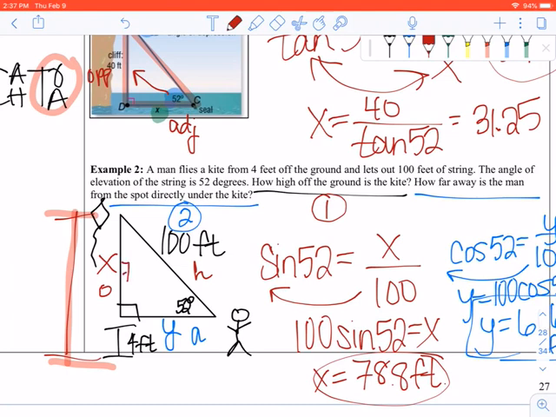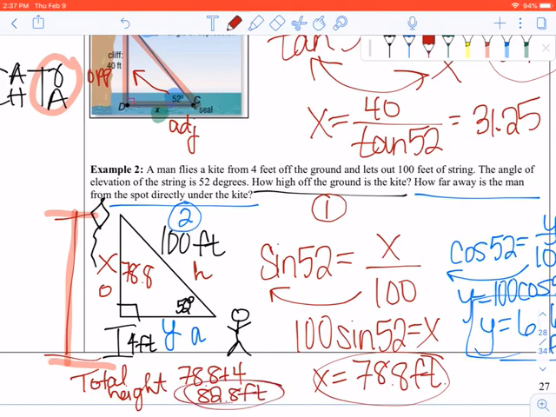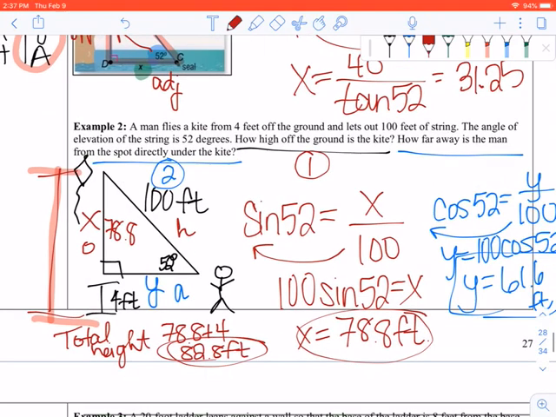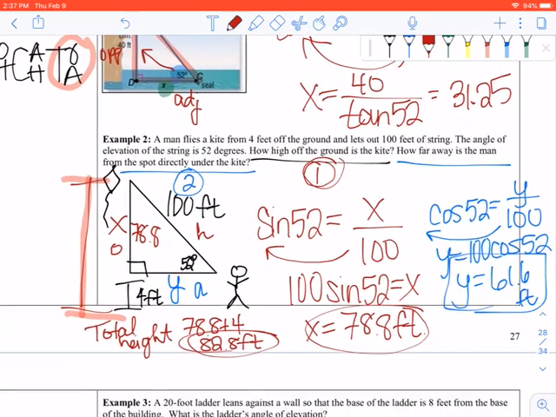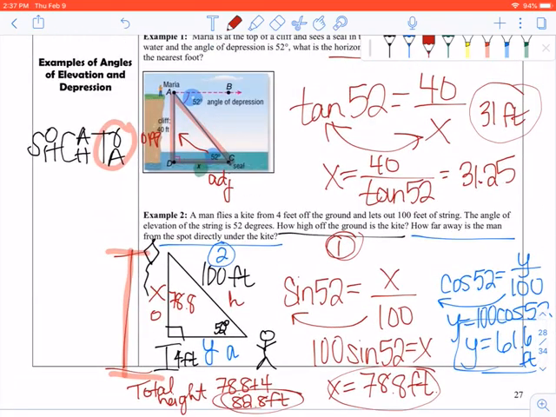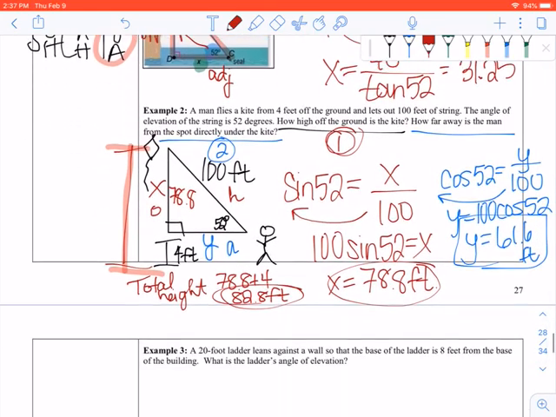So that tells me the side of the triangle, but I'm still missing the 4 feet off the ground where the triangle starts. So to find the total height, I need to add the 4 feet. So 78.8 plus the 4, so I get 82.8 feet. So that would be the total height, not the 78.8. So I just kind of missed a step there for number 1. Okay, now if you feel comfortable, you can stop the video now and try the rest on your own.